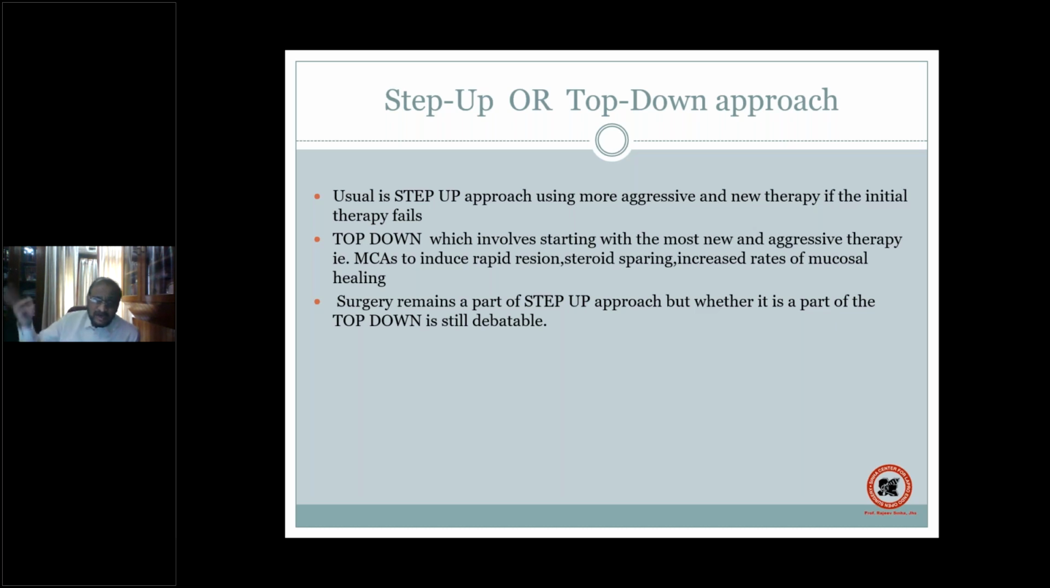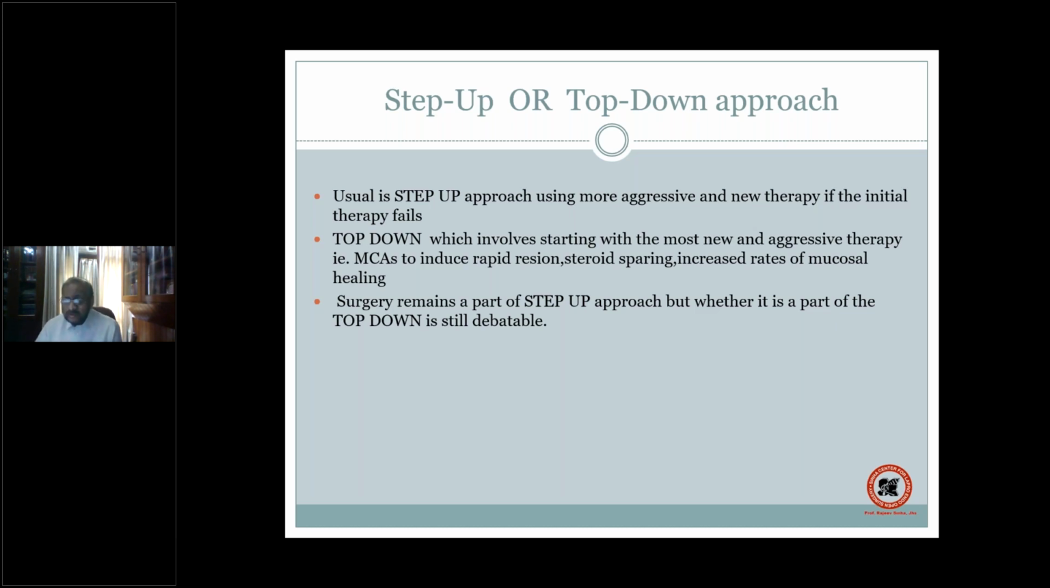The other is I start immediately with MCA. That is the first drug I'm going to use. Why? Because I want an aggressive early remission. That is a top-down approach. So top-down basically is starting with MCAs and coming down. A step-up approach is starting with steroids and going up. Top-down is probably now being preferred by more and more people, but the only problem with this is that it is a very, very costly affair. MCAs are not exactly cheap. They are very costly drugs.